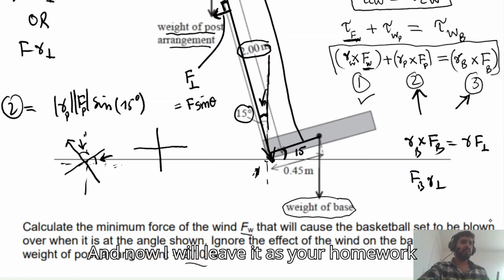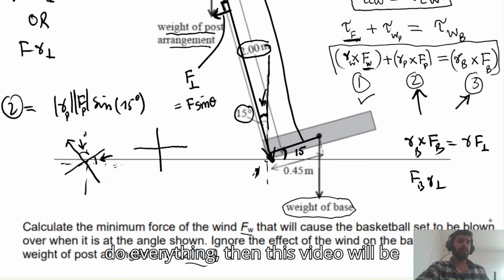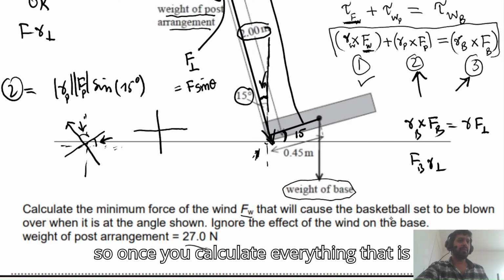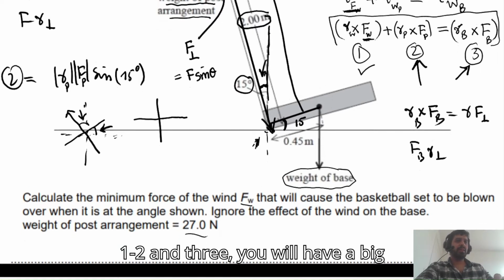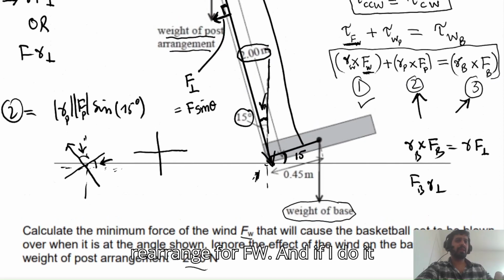And now I will leave it as your homework to solve this number 3, because if I do everything, then this video will be 2 hours long, I think. So once you calculate everything, that is 1, 2, and 3, you will have a big equation, and then you just have to rearrange for fw.